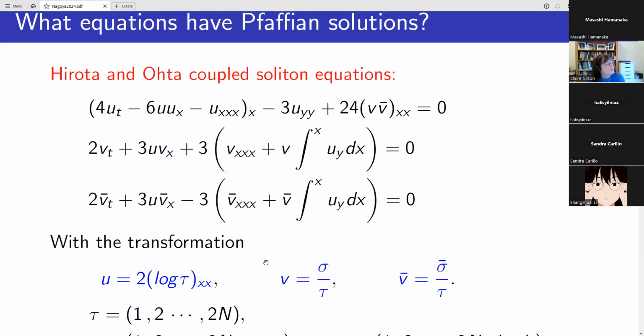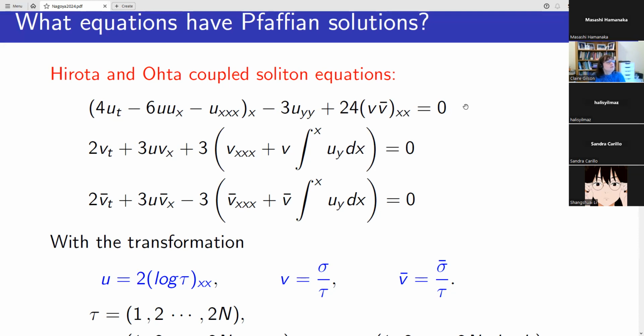So I'm now thinking, well, we need to look at some Pfaffian equations and see if we can do something with them to convert them into non-commutative versions. So a system that I very much like is the Ota and Hirota coupled soliton equations. These are equations that have Pfaffian solutions. So this is in the commutative form. It's a system of three equations.